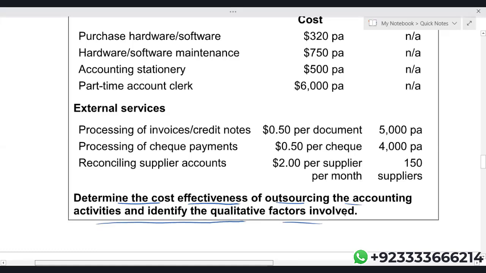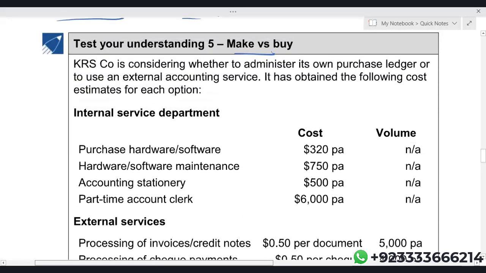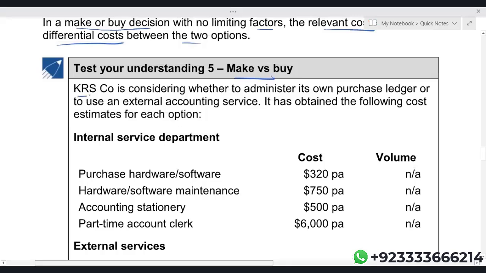Fine. The first requirement is determine, meaning decide, the cost effectiveness. Which one is cost effective: outsourcing or doing the same thing at home internally? Plus, you need to identify the qualitative factors involved. Let's see. KRS company is considering whether to administer its own purchase ledger or to use an external accounting service. It has obtained the following estimate for each option.